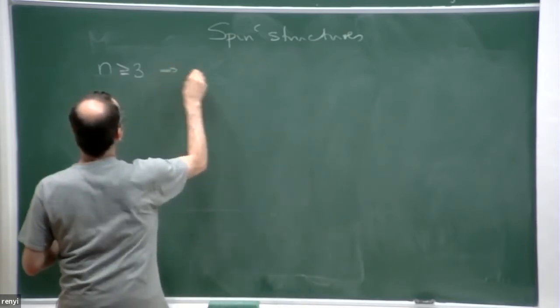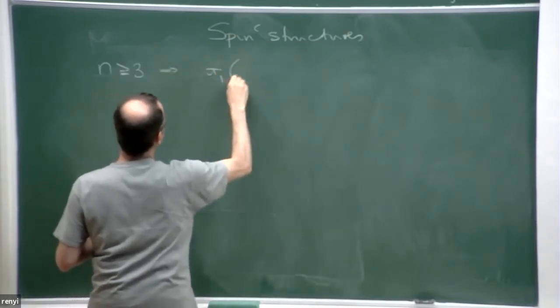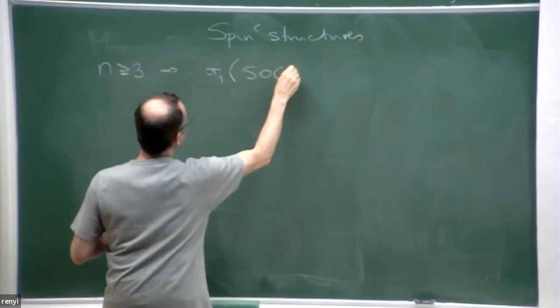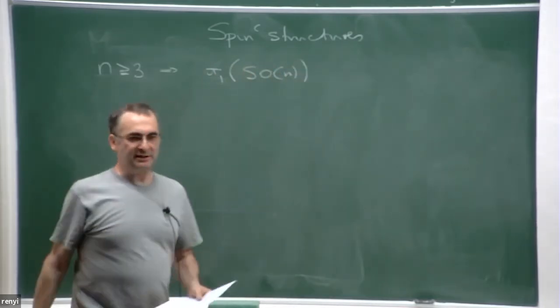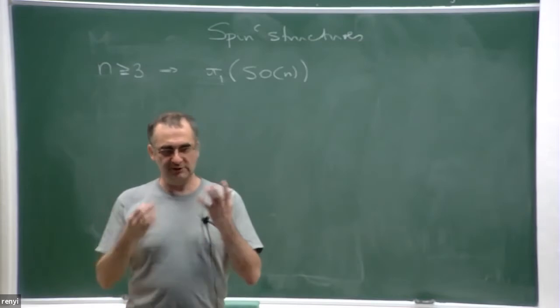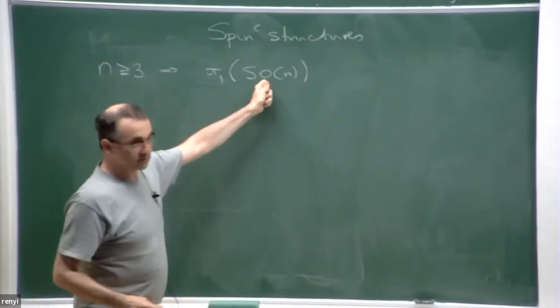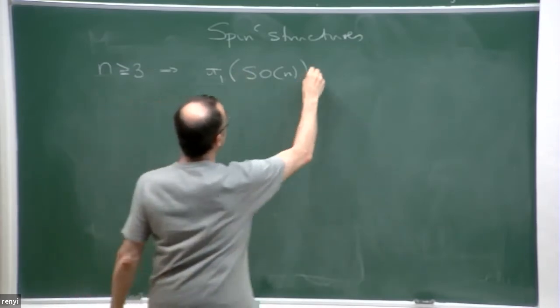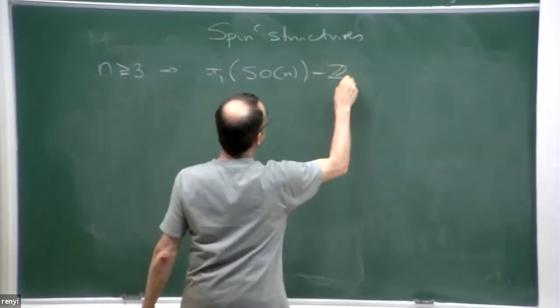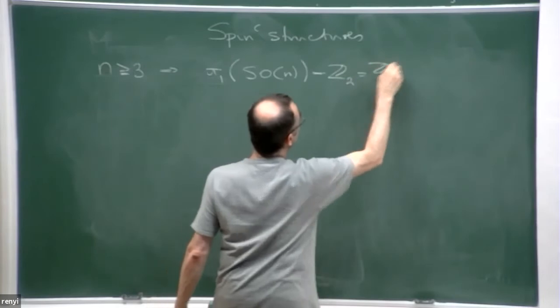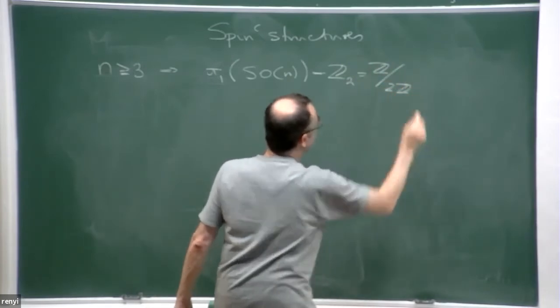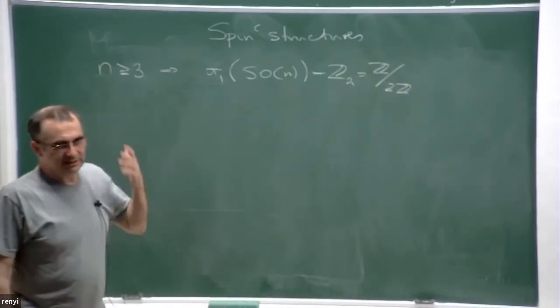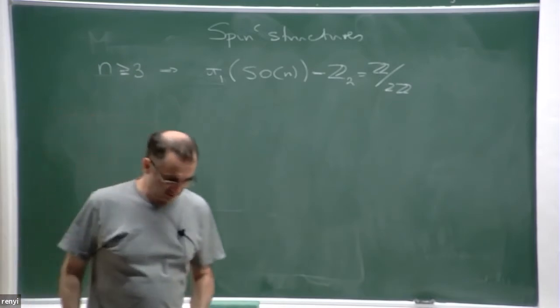There is a simple fact that the fundamental group of SO(n), the n by n special orthogonal group, the group of orthogonal matrices with determinant 1, is actually Z2. What I mean by this is that it's a group of two elements, of course abelian.